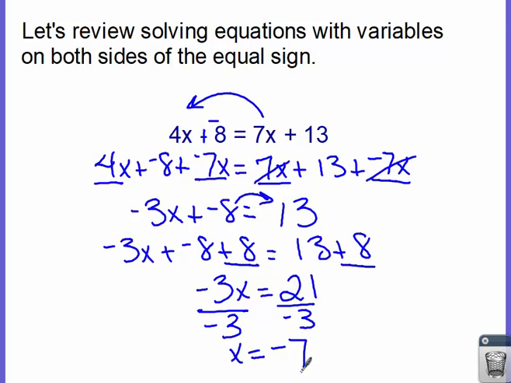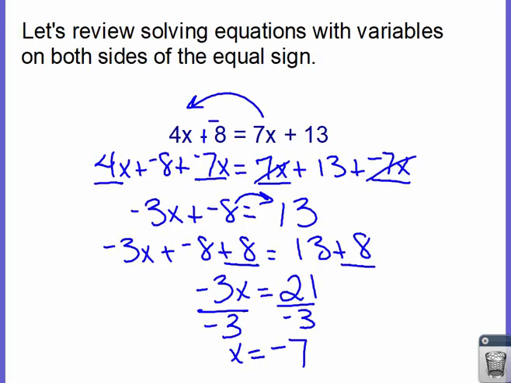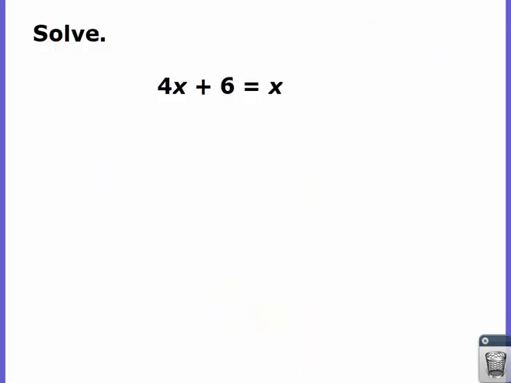So today what I want to look at is three new scenarios that you might encounter. Number one, 4x plus 6 equals x. Now you'll notice this one looks a little different from the previous problem. If we go back to that one, you'll notice we have a letter and a number on each side. In this one, we have a letter and a number on the left, which looks normal, but on the right-hand side, I only have a letter.